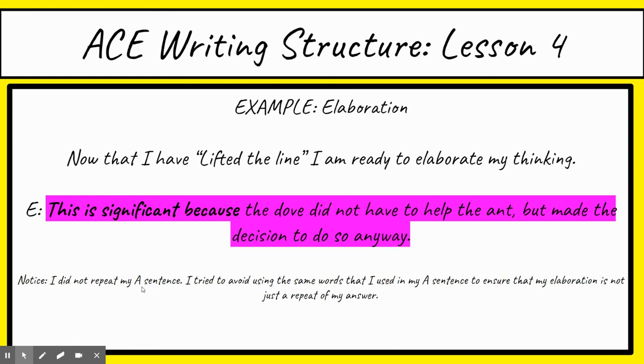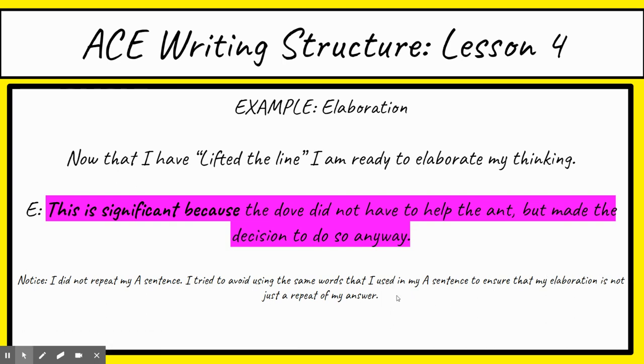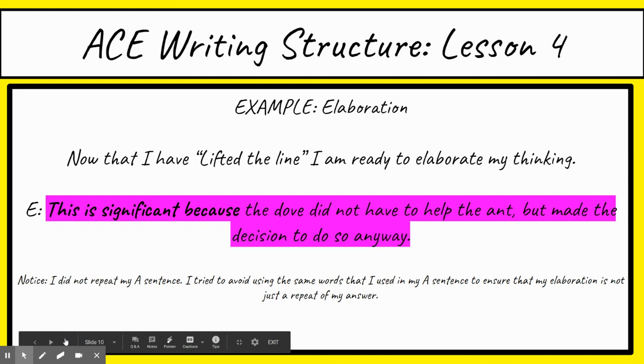Notice, I did not repeat my A sentence. I did not say this is significant because the dove is caring. I tried to avoid using the same words that I used in my A. Notice I didn't even write the word caring here. This ensures that my elaboration is not just a repeat of my answer. So try to avoid using a lot of the same words. Try to write it in a different way.